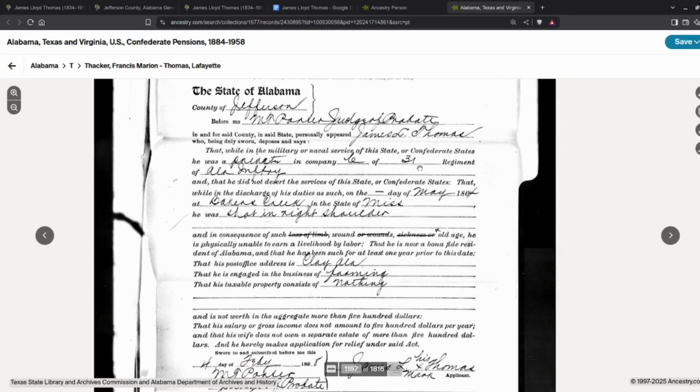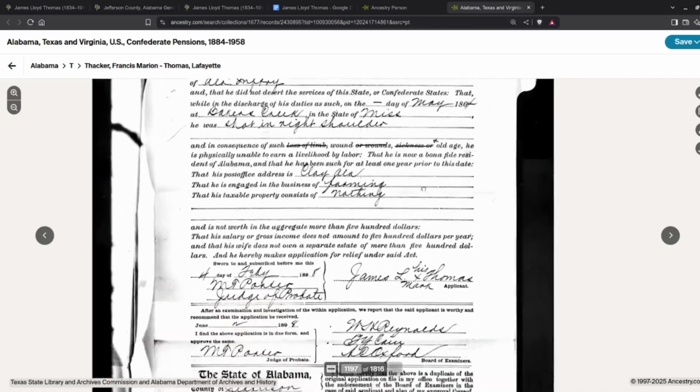Private, Company C, 31st Alabama Infantry. And in May of 1864 at Baker's Creek in the state of Mississippi, he was shot in the right shoulder. And I think that might be Vicksburg. I'll have to look and see when Vicksburg was. We'll need to learn more about the 31st Regiment and see what battles they were involved with.